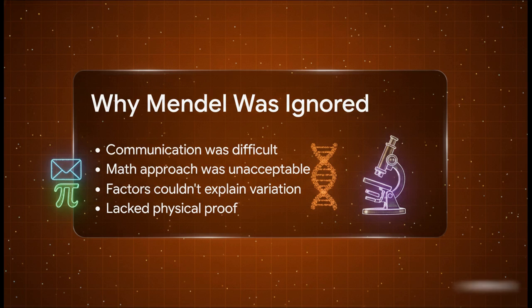Plus, Mendel's whole idea of these stable, discrete genetic factors didn't really mesh with the continuous natural variation people saw every day in nature. And perhaps the biggest hurdle, he couldn't just point to something under a microscope and say, hey, look, there's the factor. It wasn't until scientists like De Vries, Correns, and von Tschermak independently rediscovered his work in 1900 that Mendel finally got the credit he deserved.